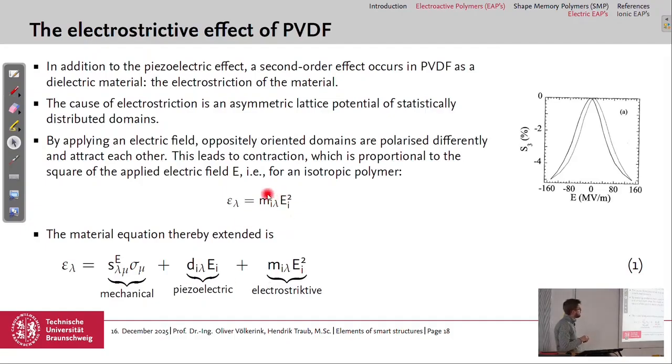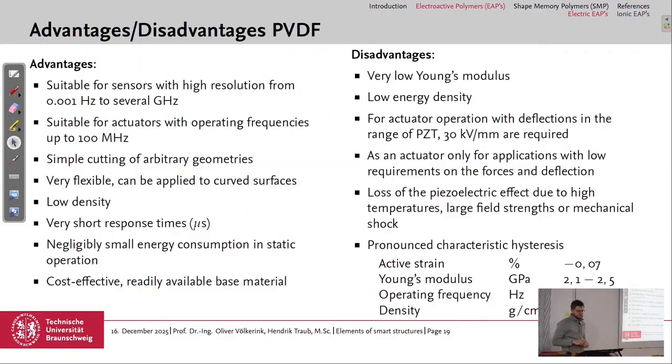M is the coefficient for the electrostrictive effect. I don't have the right name at hand right now in English. I will look it up and give it to you afterwards. So, advantages and disadvantages of PVDF.